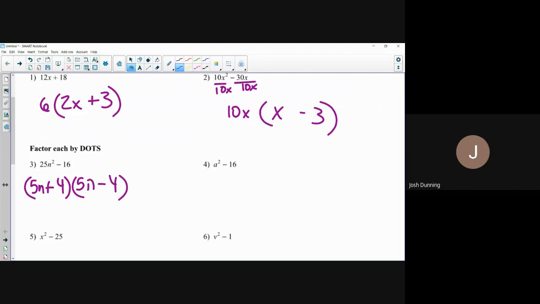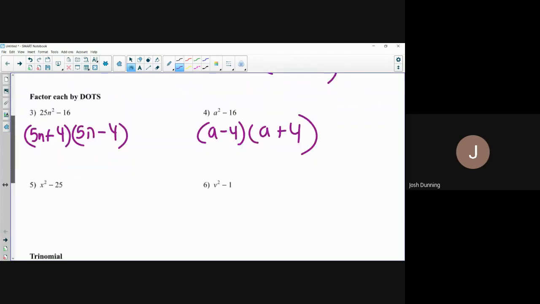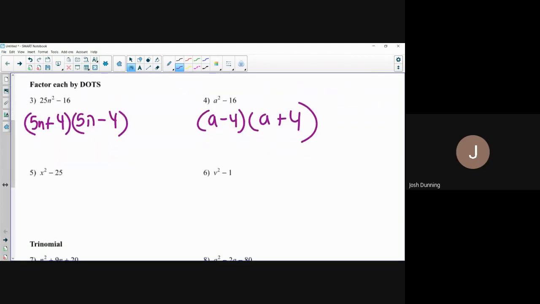Just remember, you can have the minus first. That's fine, as long as you got one of each. Like number 4, you could write n minus 4, then n plus 4. That would be fine. Number 5, x plus 5, x minus 5.